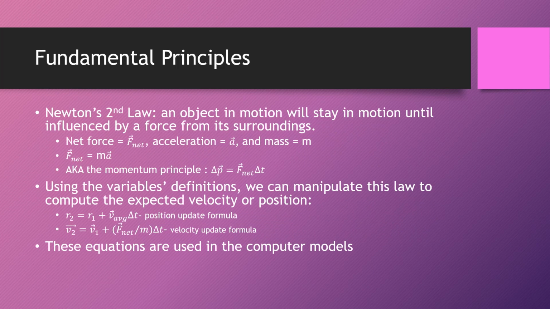The first fundamental principle in this lab is Newton's second law, which states that an object in motion will stay in motion until influenced by a force from its surroundings. It is defined most simply by F net equals mass times acceleration. Using the variable definitions, we can manipulate this law to compute the expected velocity or position, which we do in the code for this lab.